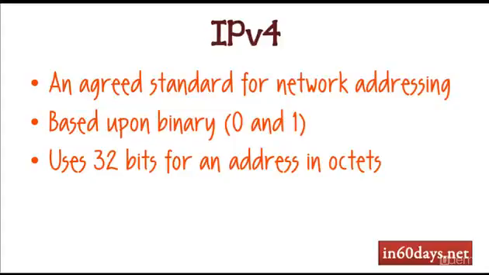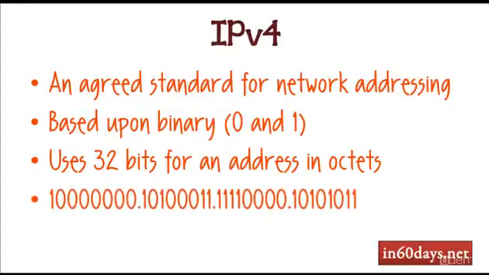But the current incarnation uses 32 binary bits for an address, and those 32 bits are broken into groups of 8 bits. So we've got 4 lots of 8 bits, or 4 octets, and each of those makes an address. In binary it would look something like that, 4 groups of ones and zeros separated by a full stop, so we can make it easier to see.